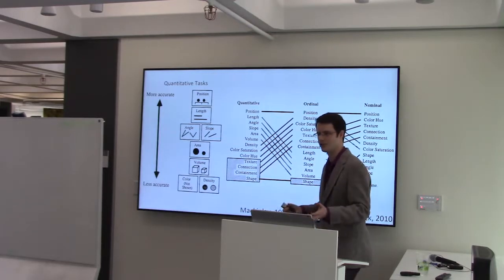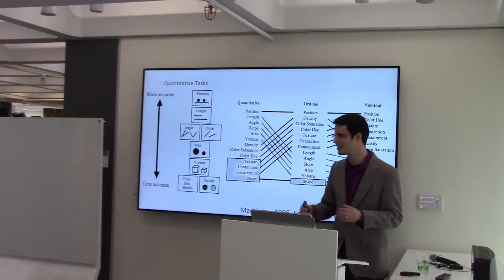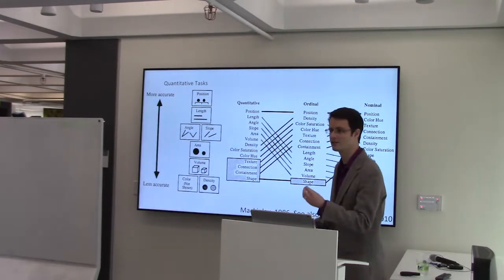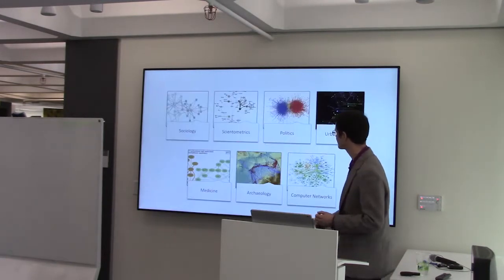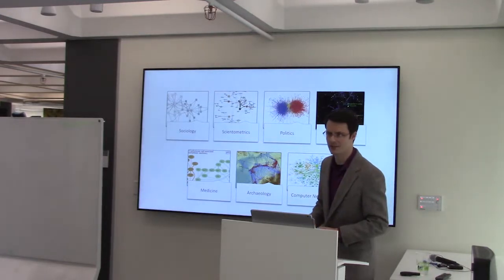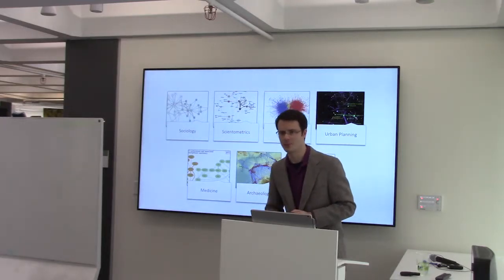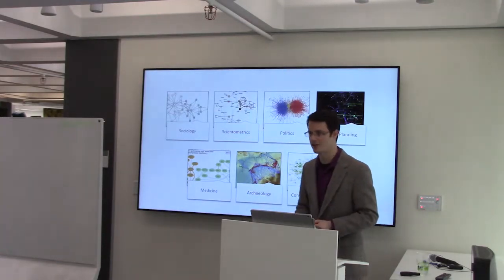So back to node link visualizations, if what we care about most is seeing the structure of the network, the topology of that network, we want to use position as well as possible. And this has applications in all sorts of exciting disciplines. I'm sure you've seen talks on many of these already as part of the seminar series here.